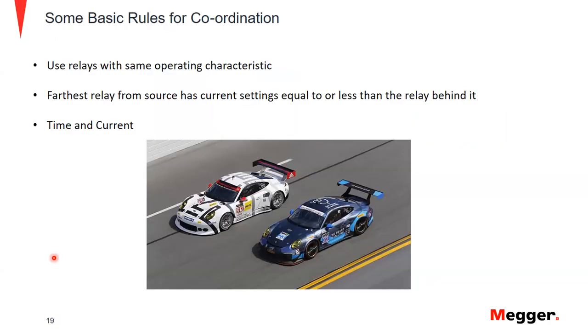So some basic rules for coordination is, it'd be nice to use relays with the same operating characteristic if possible. It is important because the job of coordinating all these devices, and let's say that radial feeder I was talking about, is a challenge in itself. So you don't need any extra help, right? If each relay has a different characteristic, the task of coordinating the operating times can be a nightmare as well.